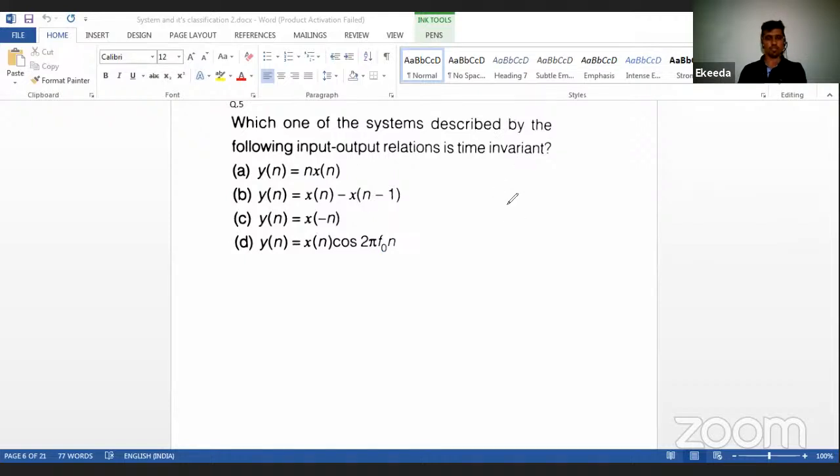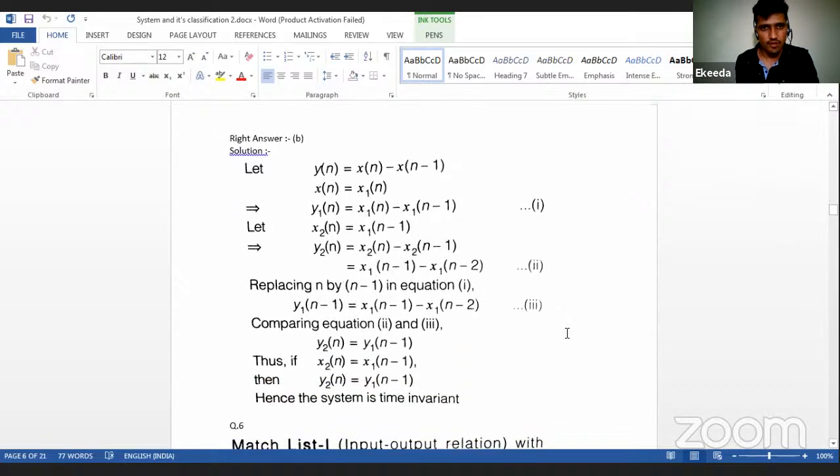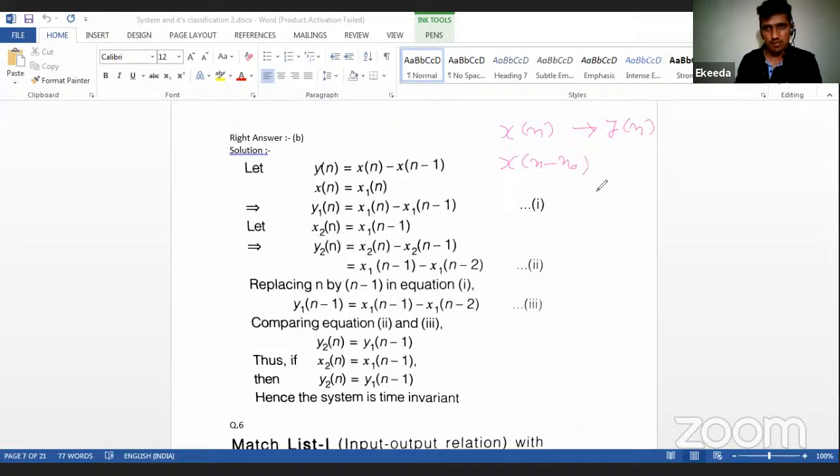You can also use method 2 to calculate. This is basically method 2, where you put x(n) with output y(n), then you shift: x(n minus n naught) gives output y(n minus n naught). You can solve using method 2 also, and then you will get the same answer.